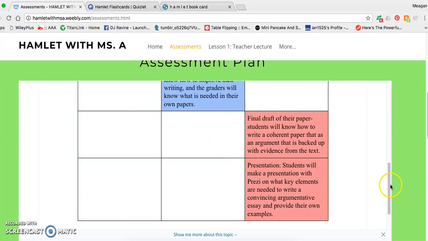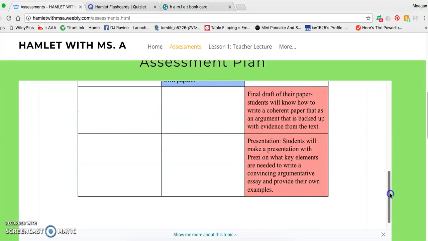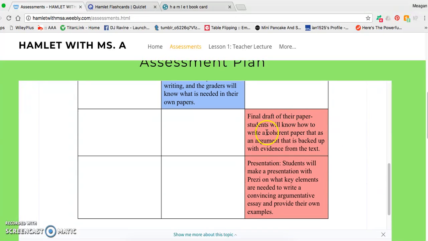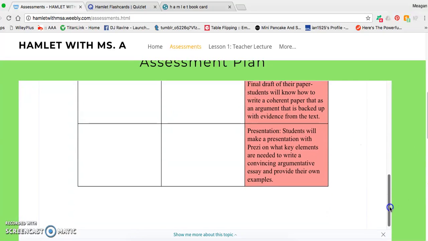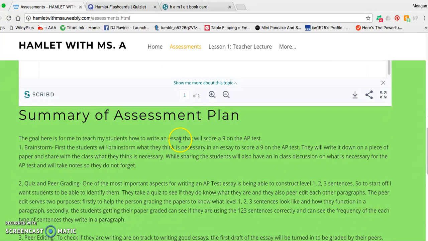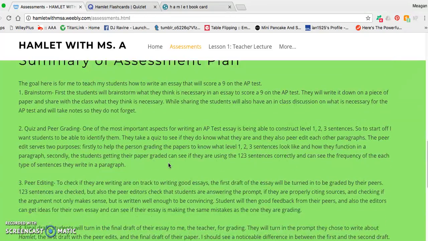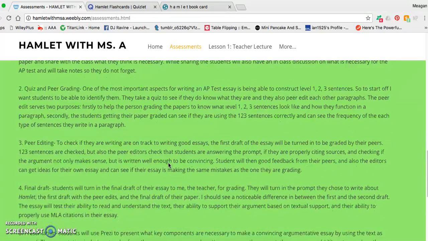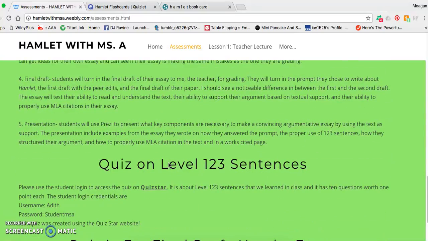So, for the last summative assessment, students will write a final draft of their paper, which will include MLA citations. It'll be coherent and it'll be easily understandable. And students will also make a presentation using Prezi that shows that they know what elements are necessary to write a convincing argument. Now, here is the summary of what I expect for the assessment plan, and students will know what I expect to learn from them by this summary. As you can see, it's really long.